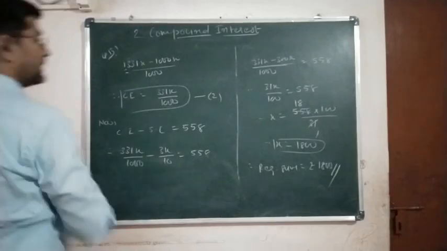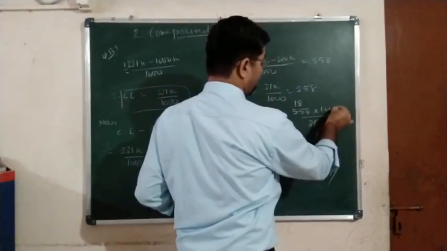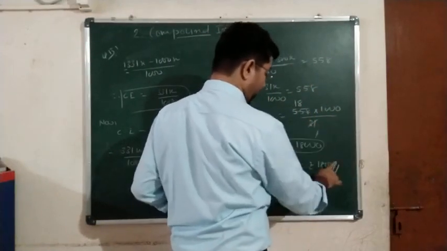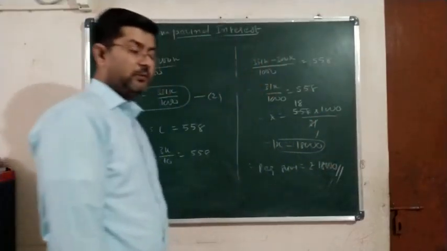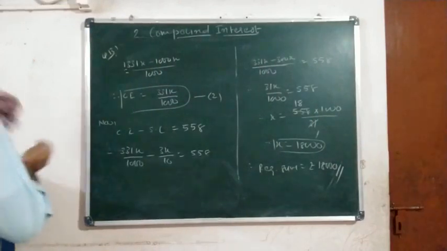And a small mistake is there. Here it is 1000 by mistake. Here we have written 100. So again 1000 will come. Okay, so just add one more zero. It will be 18,000.